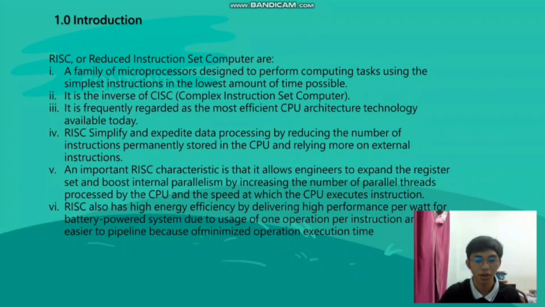So RISC also has high energy efficiency by delivering high performance per watt for battery power systems due to the use of one operation per instruction. And RISC is easier to pipeline because of minimized operation execution time. So that's all for me.